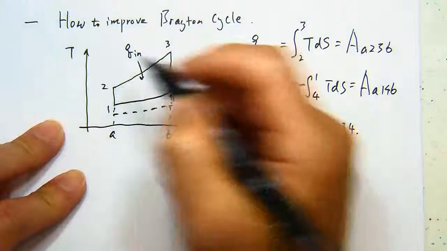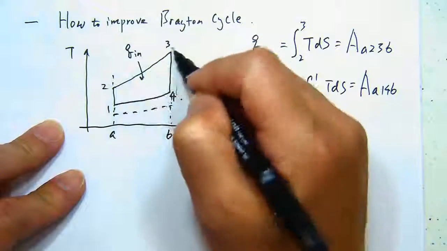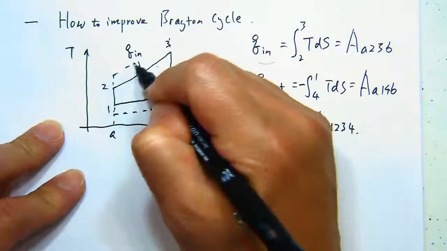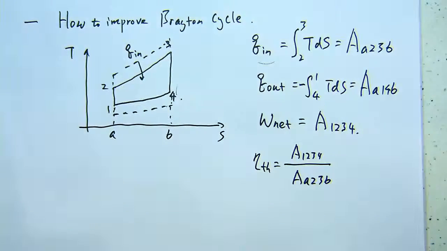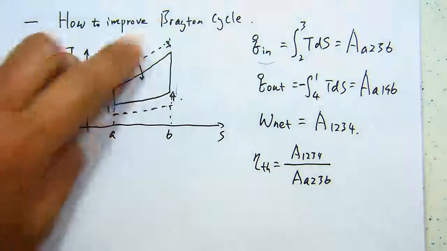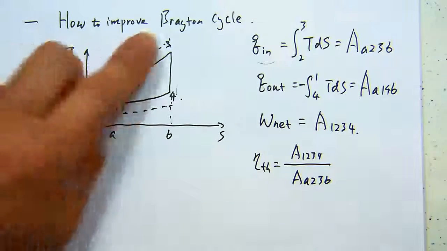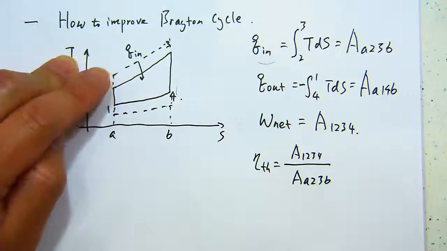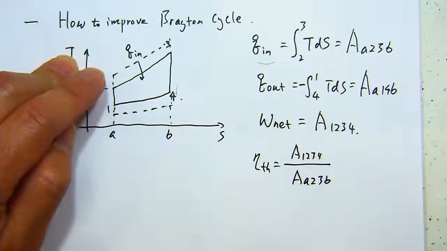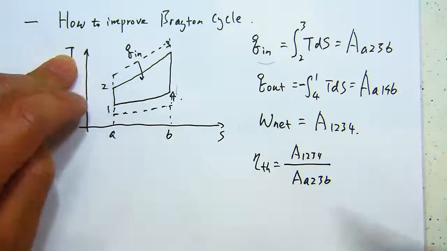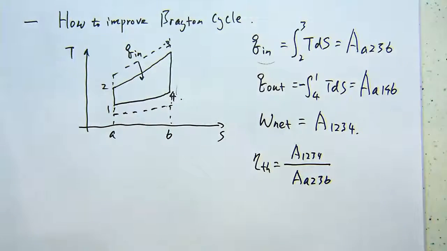Or you can raise the high temperature part up. In this case, the work area becomes larger and the heat input also becomes larger. But definitely you can see that the fraction of the work in the total energy input is increased, because the additional area is all work, right? The additional area is no waste in terms of the heat dumped to the low temperature reservoir.